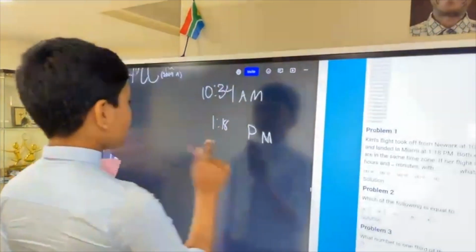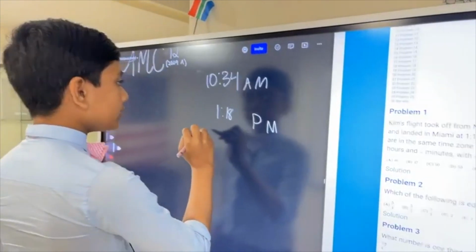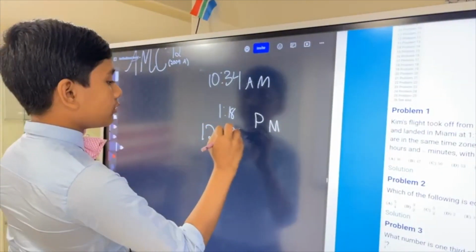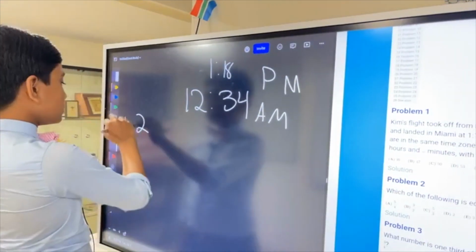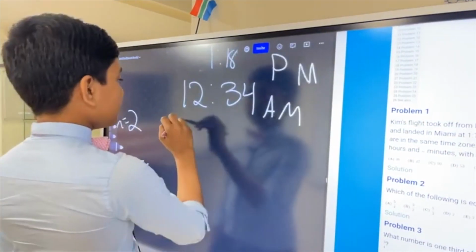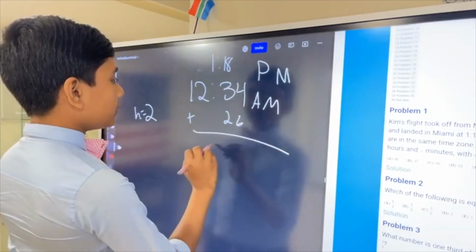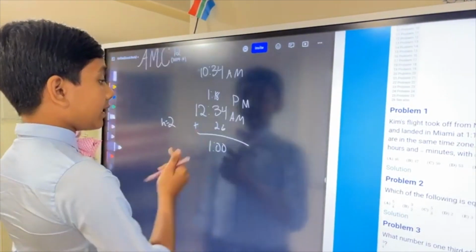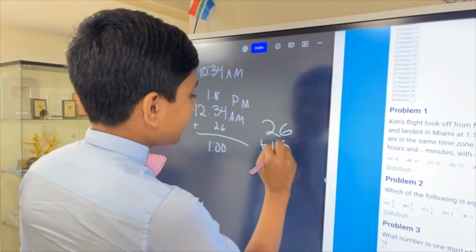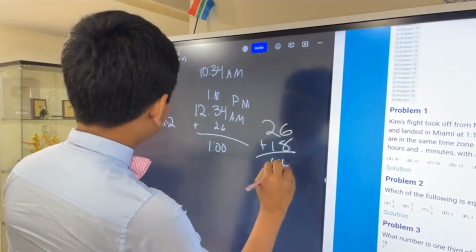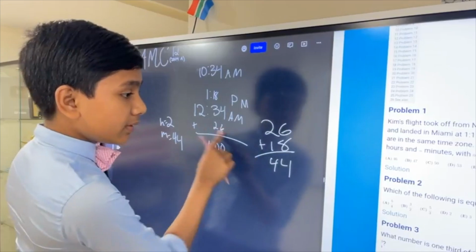Oh, that's easy. Okay, so 10:34 to 1:18. Well, after 2 hours, it would be 12:34. And then after 26 more minutes, it would be 1 o'clock. And then after 18 more minutes, he would have landed. So that means the amount of minutes is 26 plus 18, which is 44. So that means that the sum should be 46.